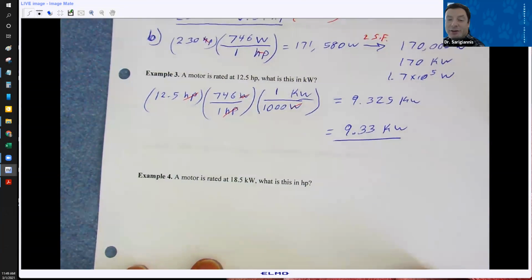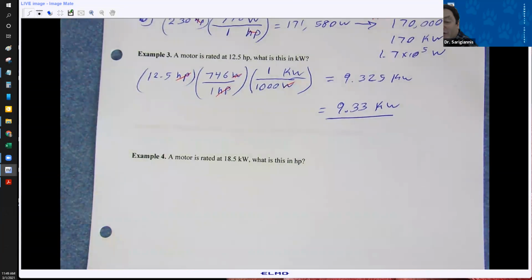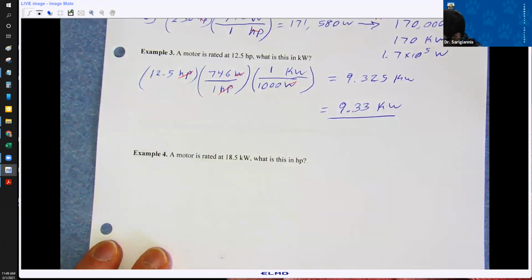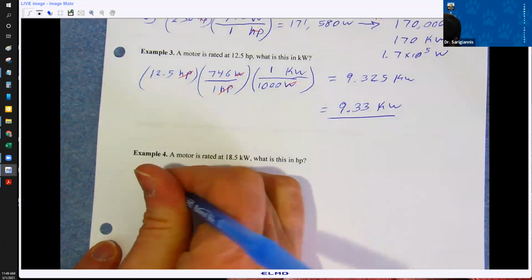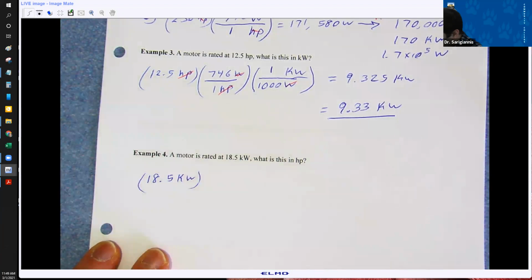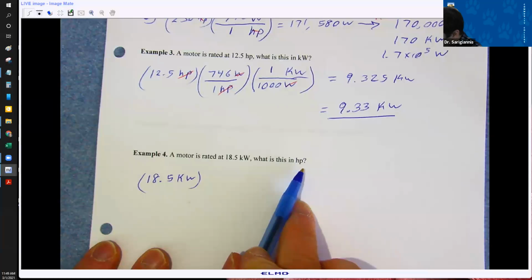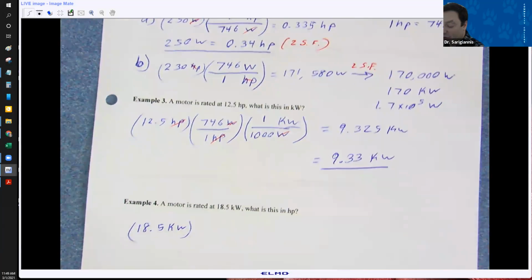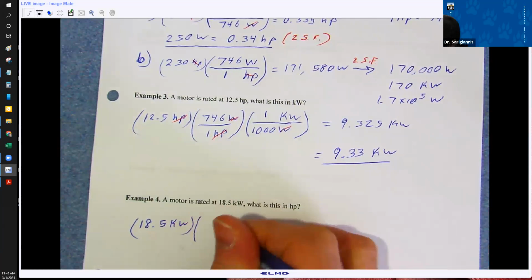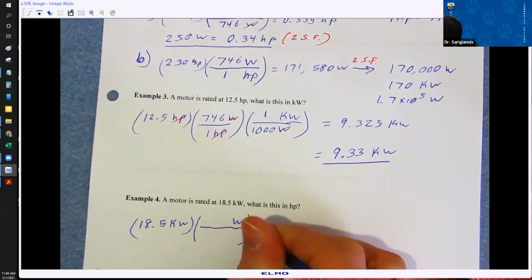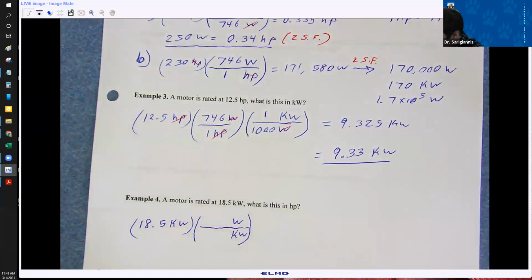And then down here, a motor's rated at 18.5 kilowatts. What is this in horsepower? Again, this is just working the opposite direction from up here. 18.5 kilowatts is what we have. We want to get this to horsepower, but our conversion factor is in watts, right? 746 watts. So the first thing I'm going to do is convert this into watts. I'm going to say watts on top and kilowatts on the bottom.